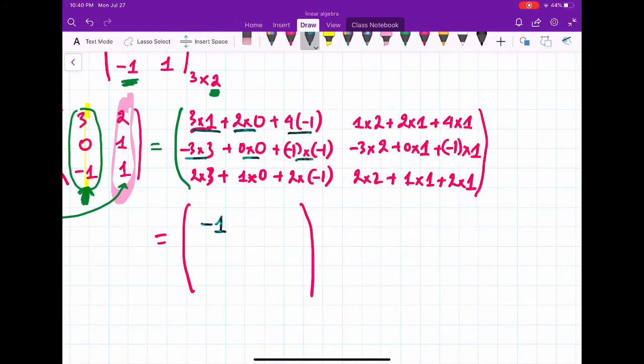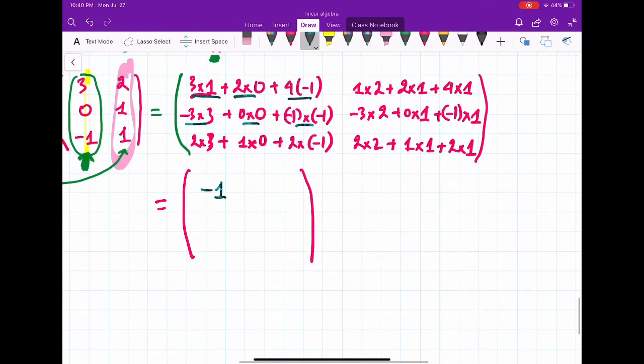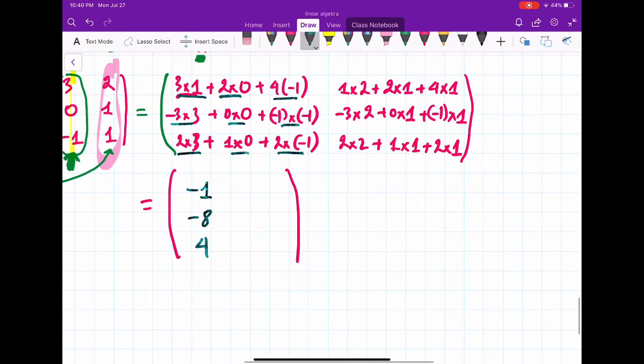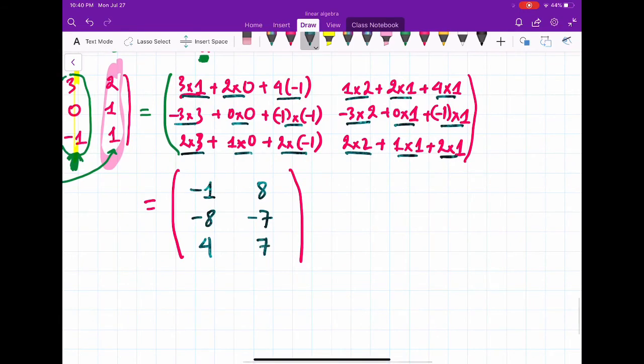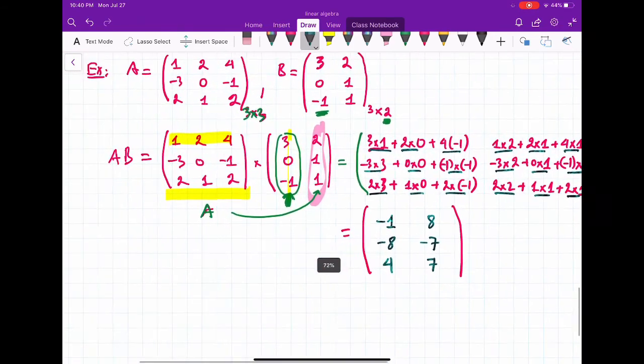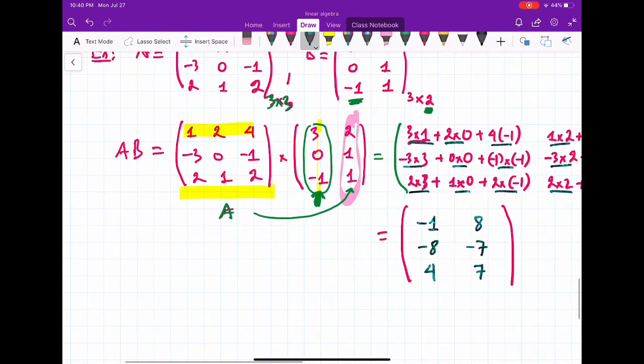-9, 0 plus 1 is -8. 6, 0 minus 2 is 4, right? That is the first column. Let's move to the second column. 1 with 2, 2, 2 and 4, we have 8, right? -6, 0, -1 is -7. 4, 1 and 2 is 7. So that's what we have when you multiply two matrices A and B.